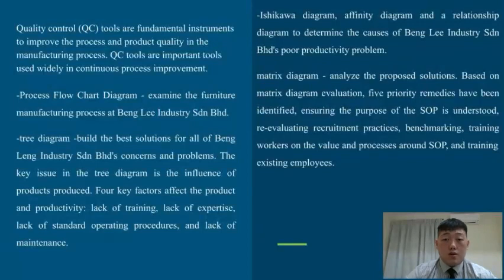The Ishikawa diagram, Affinity Diagram, and relationship diagram are used to determine the causes of Bentley Industries India Berhad's productivity problems. The matrix diagram is used to analyze the proposed solutions. Based on the matrix diagram evaluation, the 5 priority parameters have been identified, which are ensuring the purpose of SOP is understood, re-evaluating recruitment practices, benchmarking, training workers on value and processes around the SOP, and training existing employees.